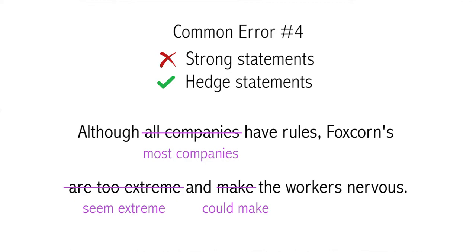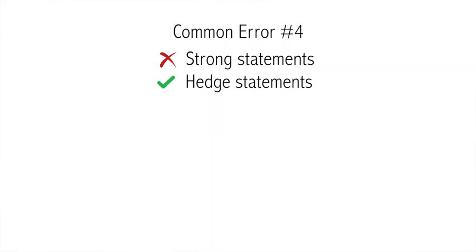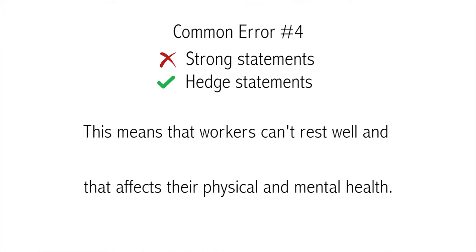So you've given examples of inside the workplace. Now what? The example outside the workplace. Outside the workplace, workers sleep in dormitories that are cramped and dirty. That's great, but again, how does that relate to suicide? It means that the workers can't rest well. It affects their physical and mental health. Good. Make that into a sentence. Remember to use hedging. This means that the workers may not be able to rest well, and that could affect their physical and mental health. Now you are showing your usual smartness, Hayley.